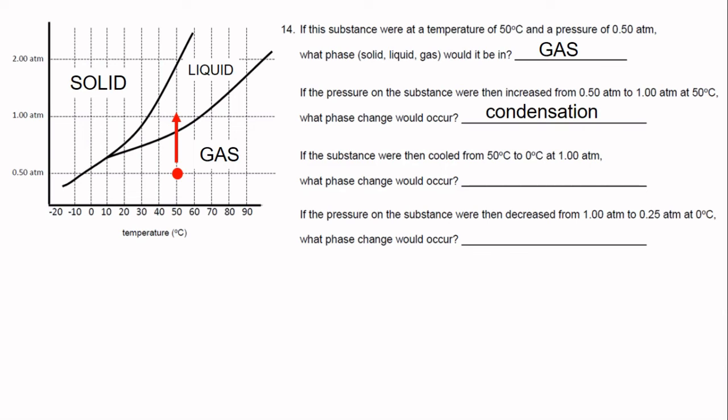If the temperature were decreased from 50 to 0, holding at the same pressure of 1 atmosphere, now we are changing from a liquid to a solid, that's freezing. And then finally, if we decrease the pressure from 1 atmosphere to 0.25 atmospheres at constant temperature of 0 degrees Celsius, we are changing from a solid to a gas, and that is called sublimation. So once you identify the direction on the phase diagram that you're traveling to, you can tell which phase change is occurring.